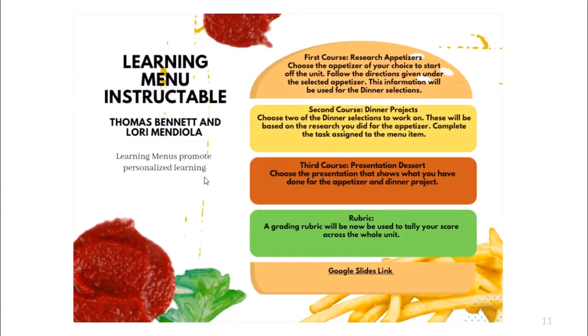And this instructable is thinking in terms of meal courses. So first course, second course, third course. Students would have to complete something in the first course. They would then get to the second course, which is the dinner projects, sort of the main meat of the work. And then they would have the third course where they are choosing how they're going to demonstrate competency.